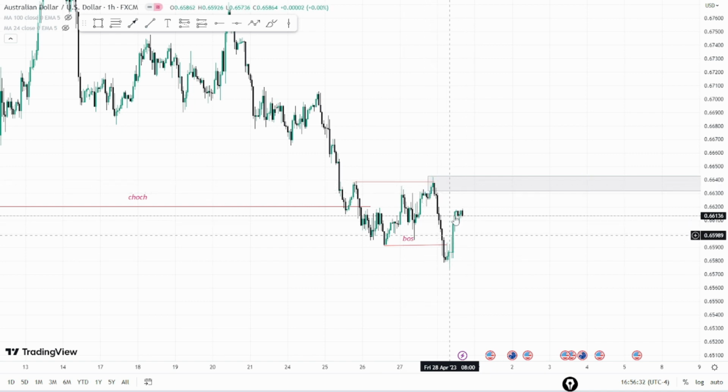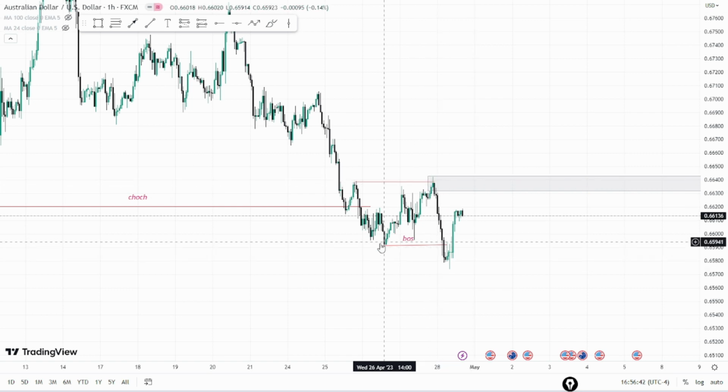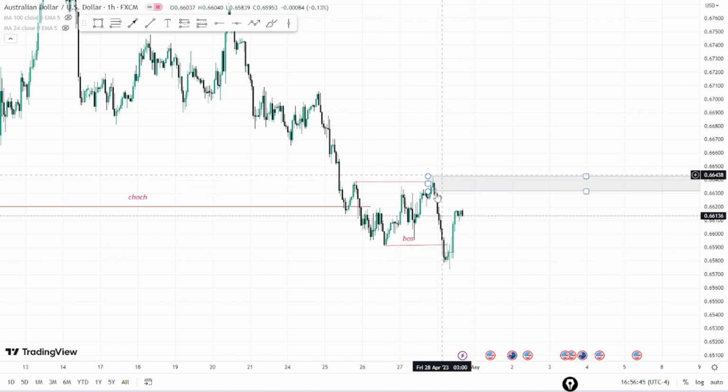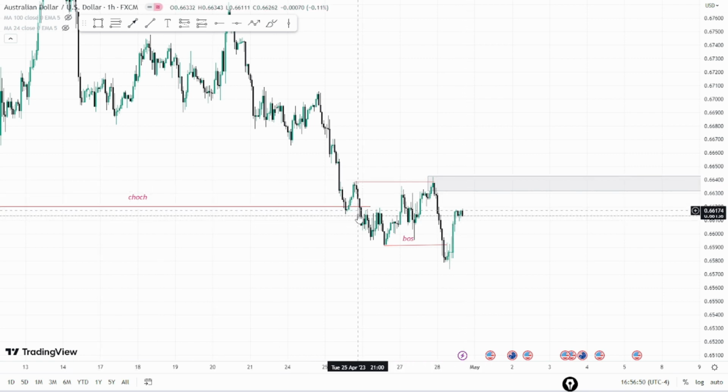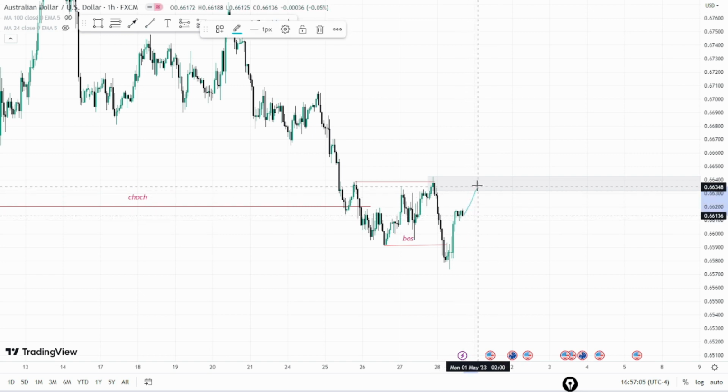Because this supply here, or the point of interest or order block that's here, is the one that caused the break of this structure, then we consider it to be strong, right? Remember, we had a change of character, we had a break of structure, so we do not have to wait for a break of structure in order for us to take this trade. So right now, what we're expecting to happen on this pair is go here and go down.